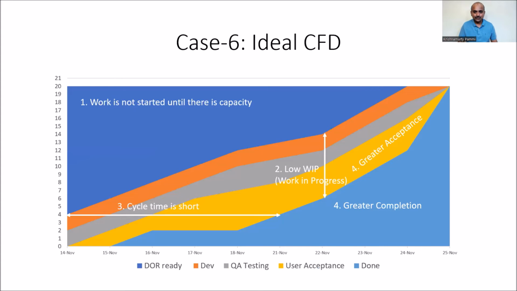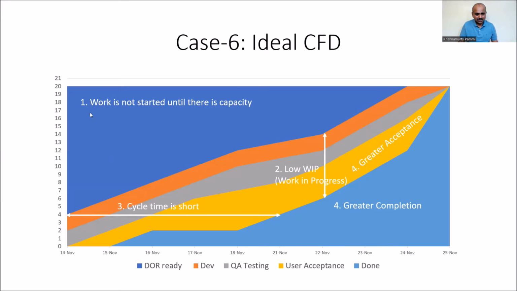The ideal cumulative flow diagram is like this. See here what is happening. Now there are 20 features the team has signed up for, out of which on the first day 2 features are in testing and 2 features are in development. And if you see, the count of 2 is consistently almost the same. You see here, the developers are consistently the same.